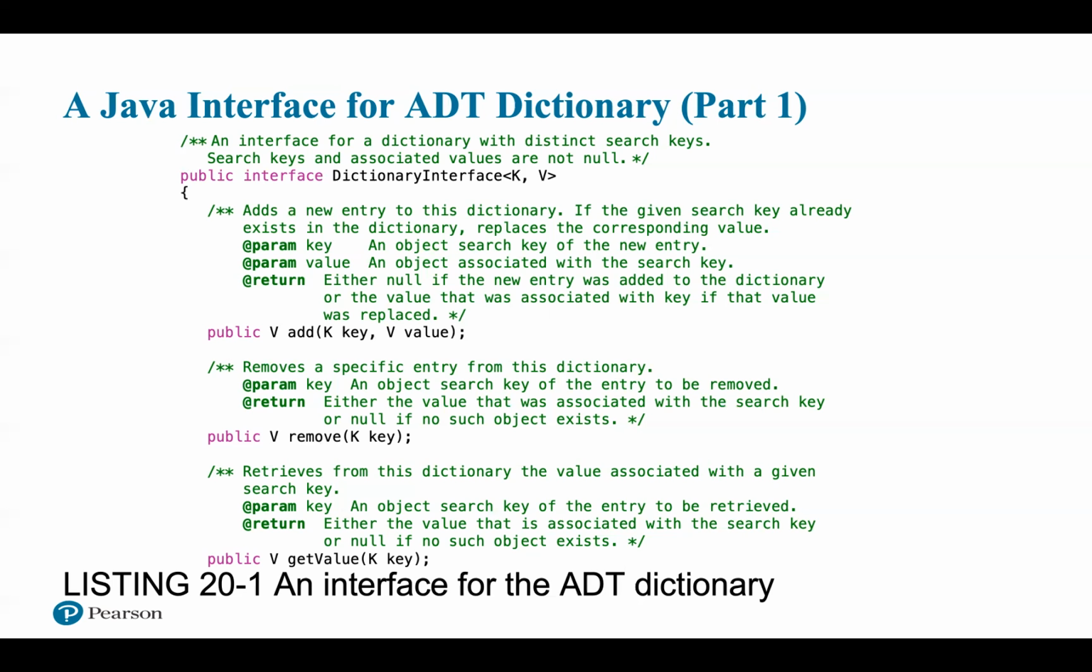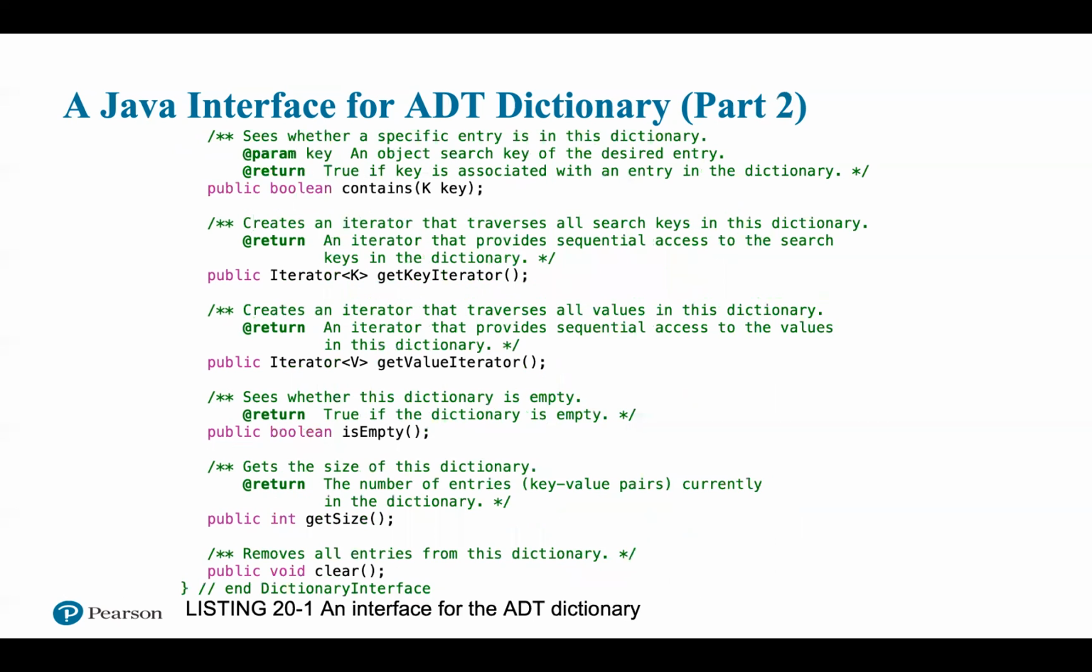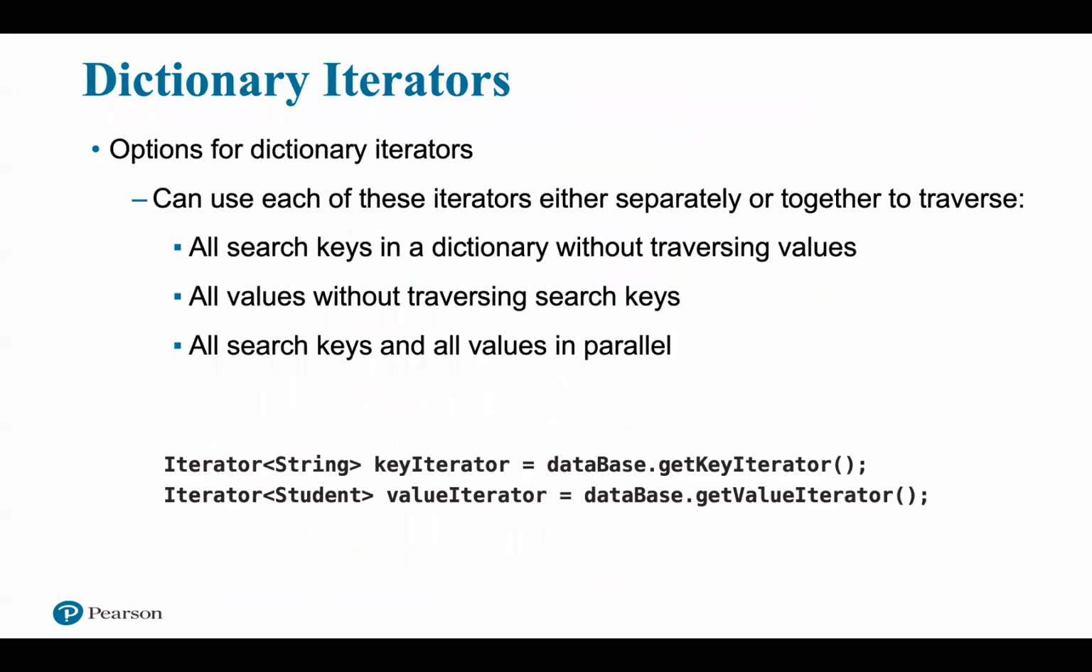Since the search keys can have a data type that differs from the type of the associated values, we use two generic type parameters, K and V. K represents the data type of the search key, and V is the type of the associated values. So this is just a continuation for that listing. Well, let's now talk about iterators.